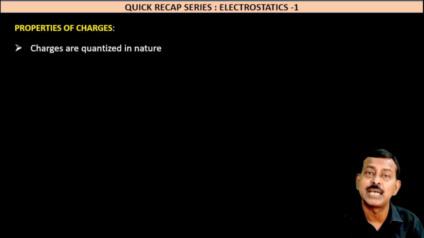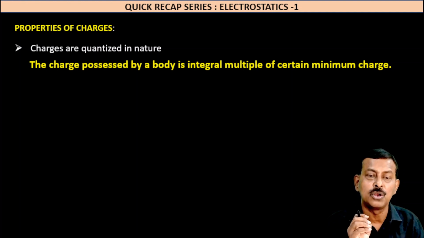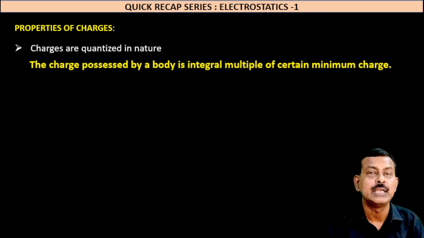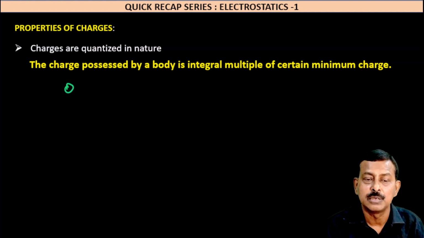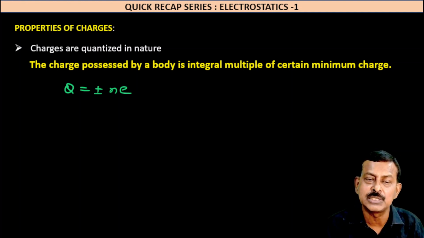Next, charges are quantized in nature. What is that? The quantization law simply says that the charge possessed by a body is an integral multiple of a certain minimum charge. Using this quantization, we can write this Q as plus or minus N E. Here, Q is the charge on the body.